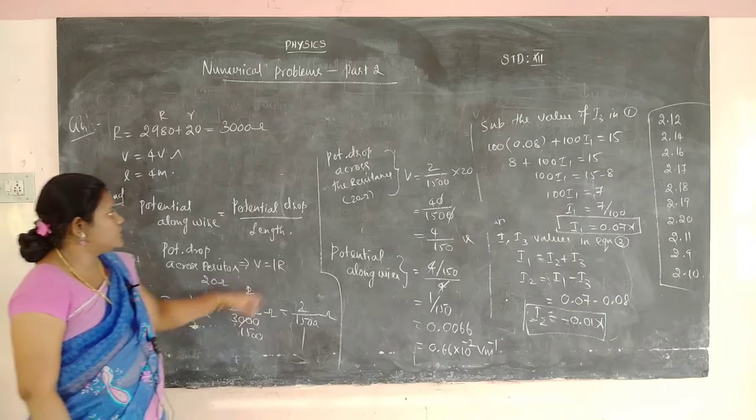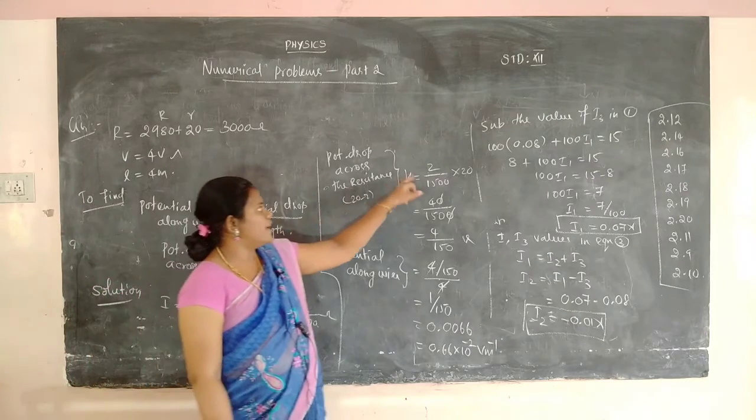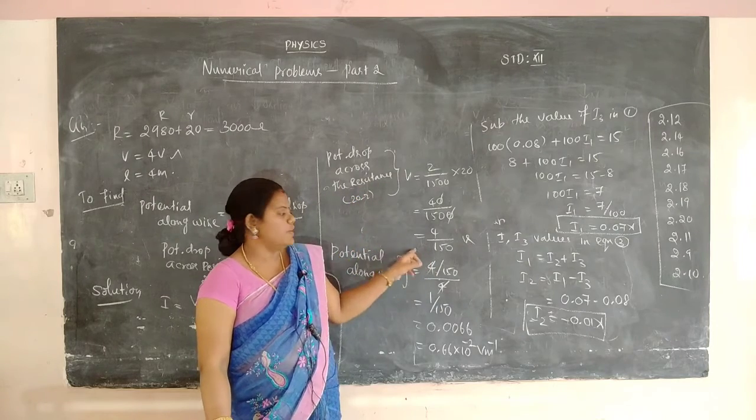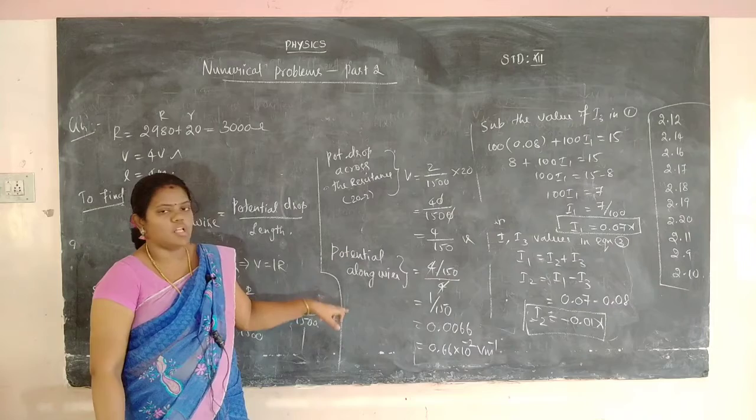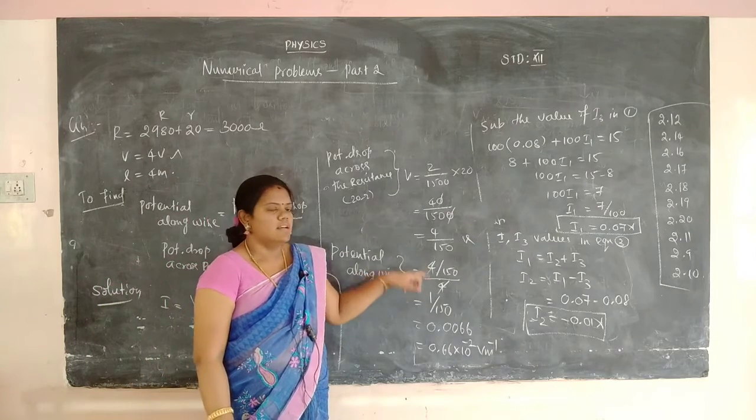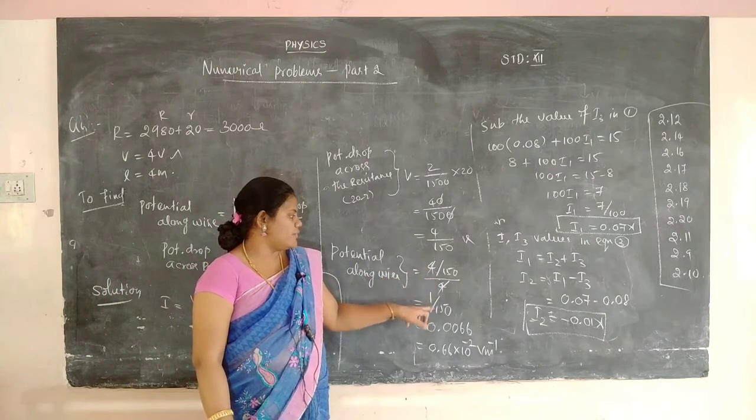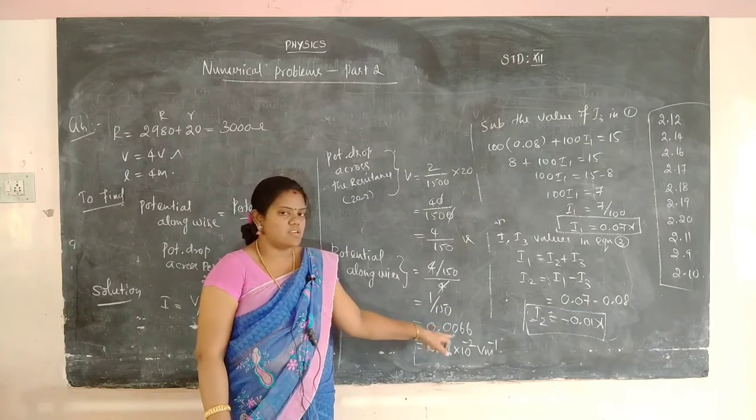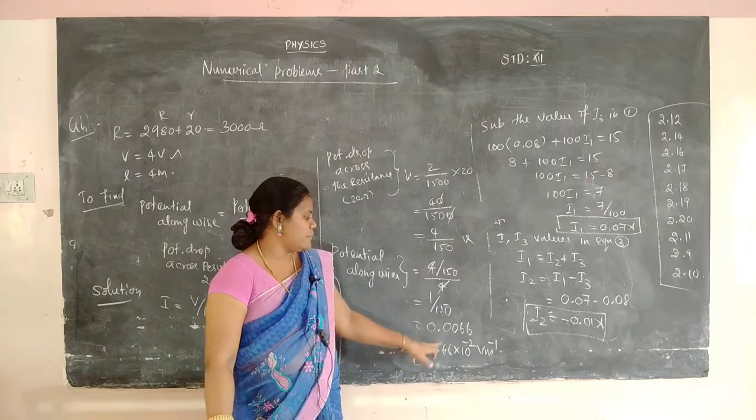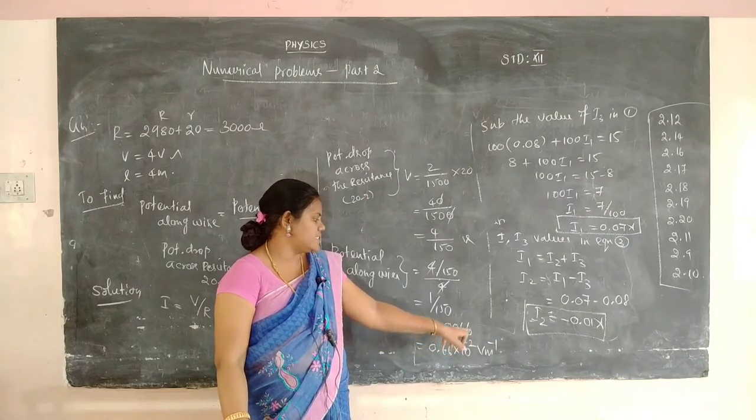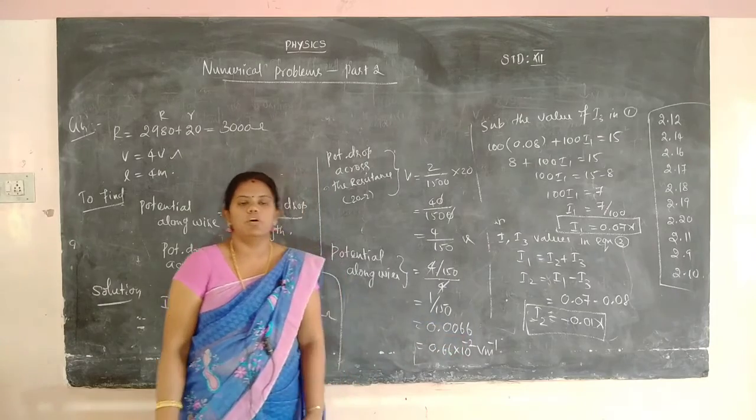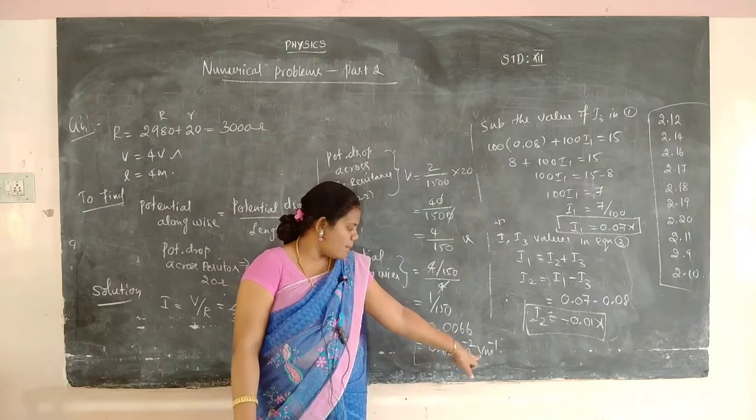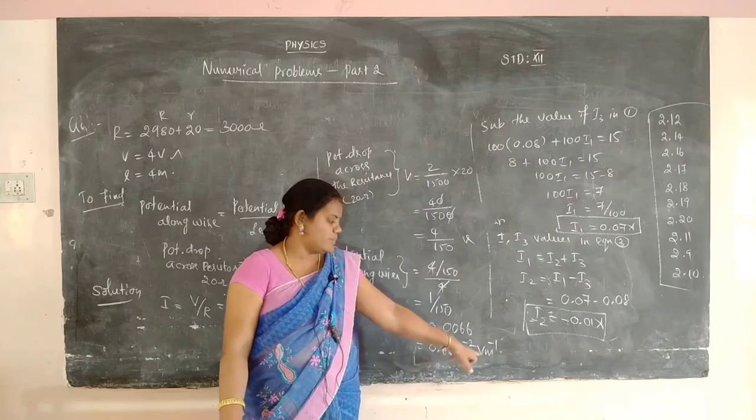So substitute the I value in this formula, V is equal to IR. So I into R, we calculate the potential drop across the 20 ohm resistor. Then we want potential along the wire, so potential drop by the length. So the potential drop we easily calculate, 1 by 150, which is 0.0066. So simplify that, 0.66 into 10 power minus 2 volt per meter. What's the meaning of volt per meter? Potential drop by length. That is why volt per meter.